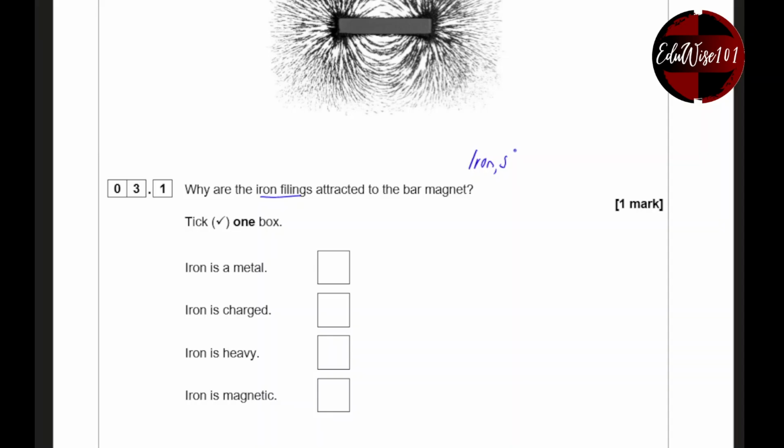You could say steel, cobalt, and nickel. These are the only 4 metals that are going to be attracted to the bar magnet. So iron is charged? No. Iron is heavy? No. Iron is magnetic.